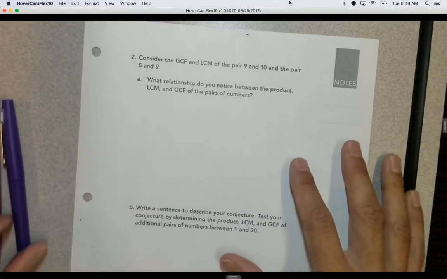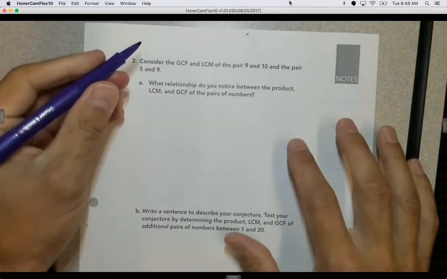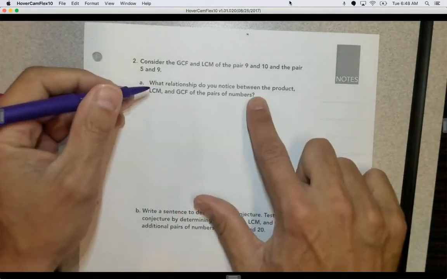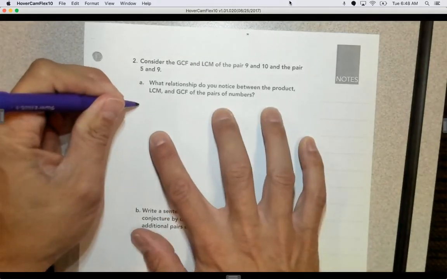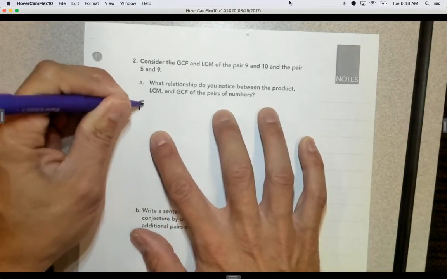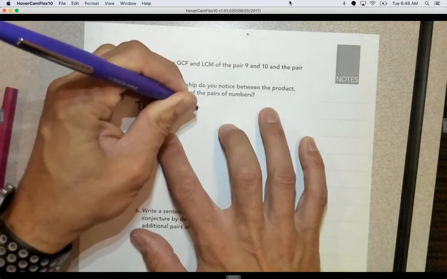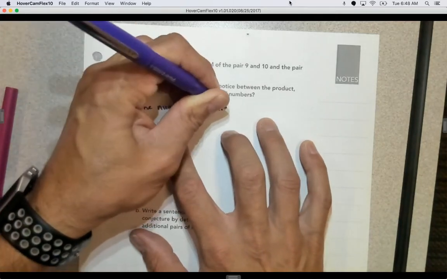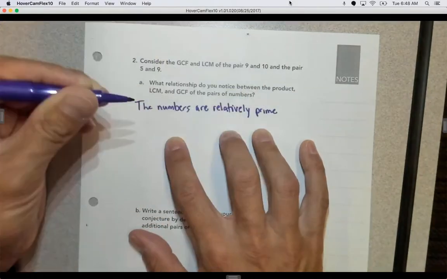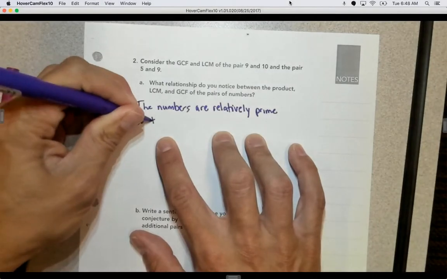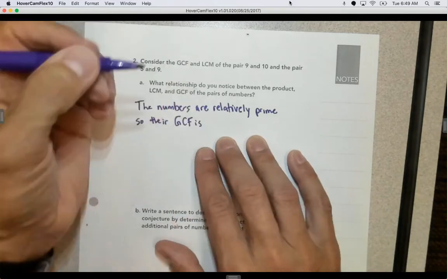All right, so consider the GCF and LCM of the pair 9 and 10 and the pair 5 and 9. What relationship do you notice between the product, LCM, and GCF of the pair of numbers? Well, the numbers are relatively prime, so their GCF is 1.